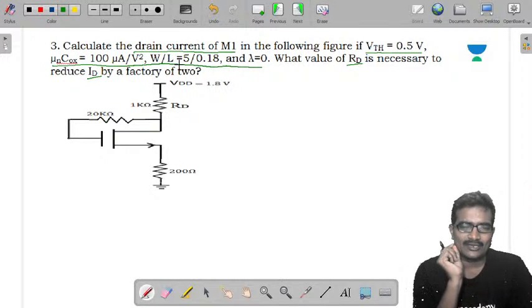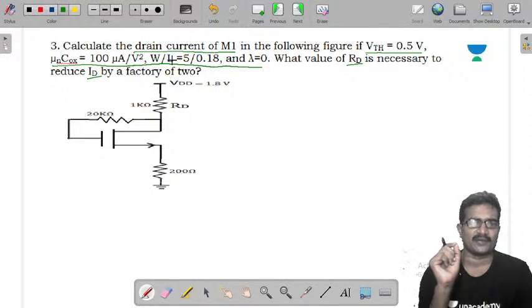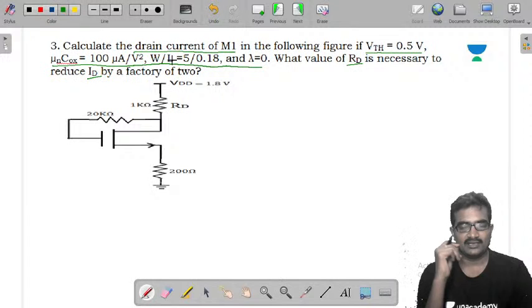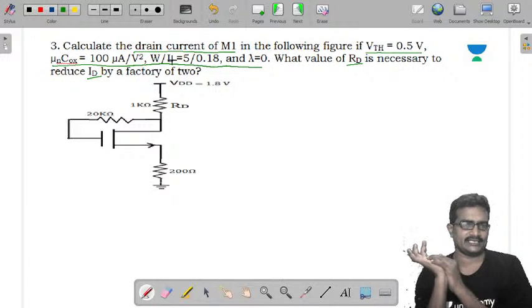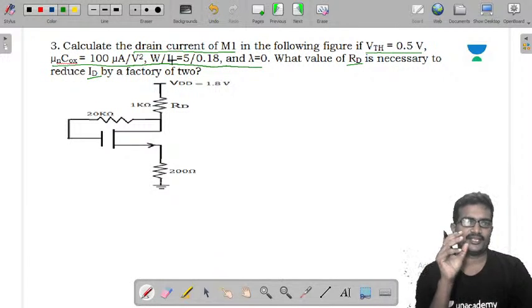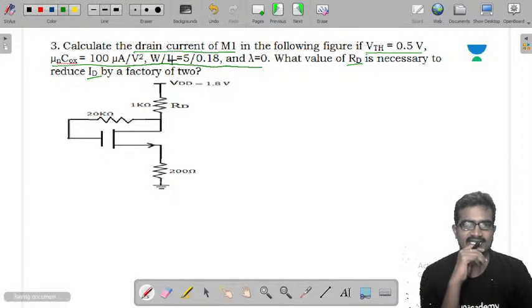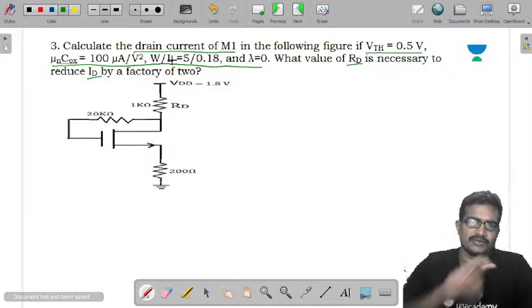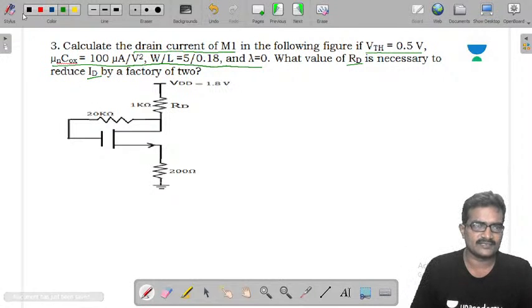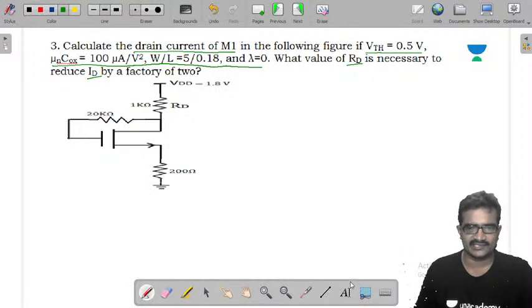Sir, here they did not mention the region of operation of the MOSFET. So first you need to identify in which region it is operating. For that, I am going to calculate it. I am copying the circuit for identifying the region of operation.